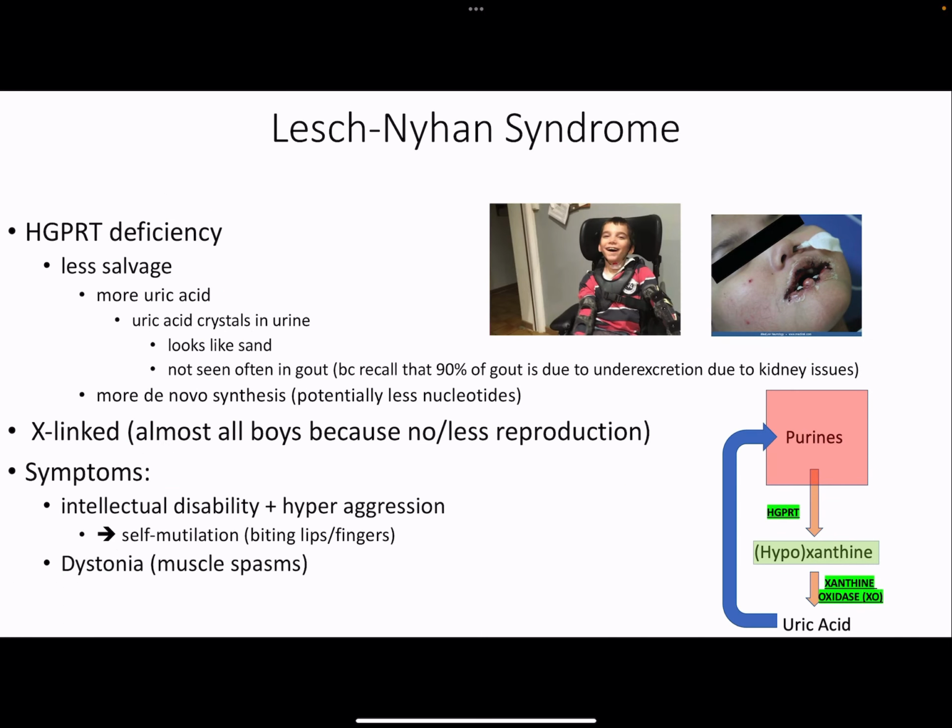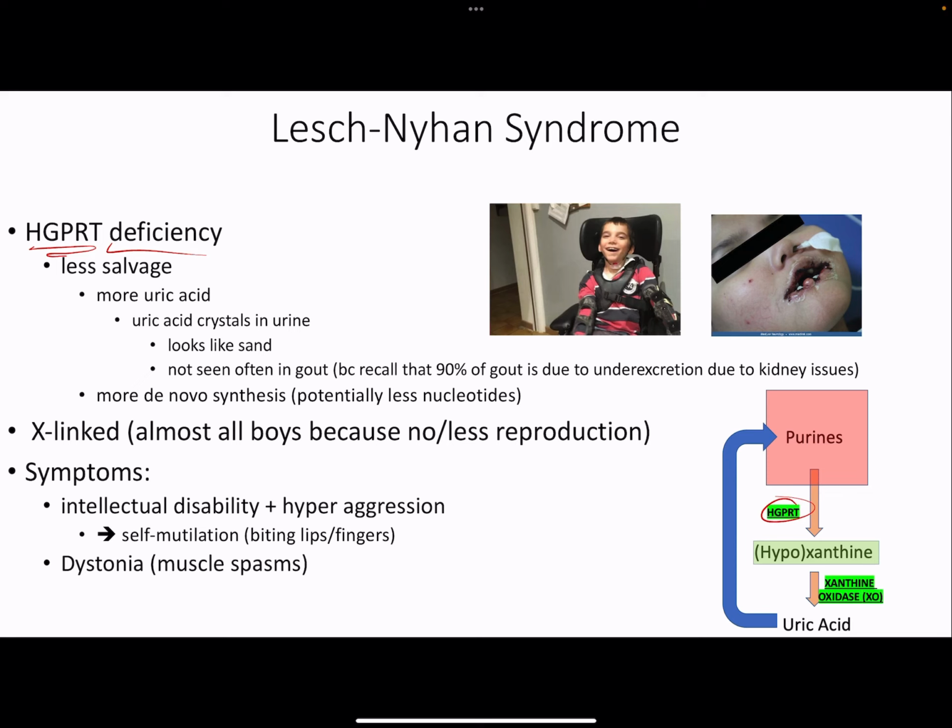Lesch-Nyhan syndrome. So an HGPRT deficiency, so we see this right here. So if this is inhibited, you know what? This actually should be over here. It's in the wrong spot. HGPRT. Boom, it's right there.